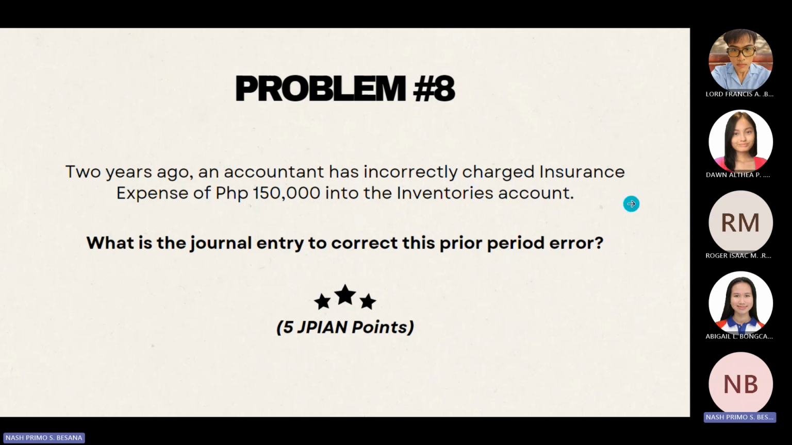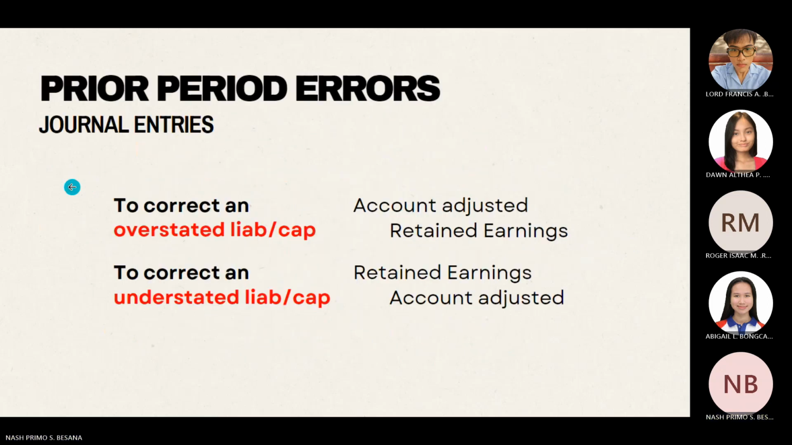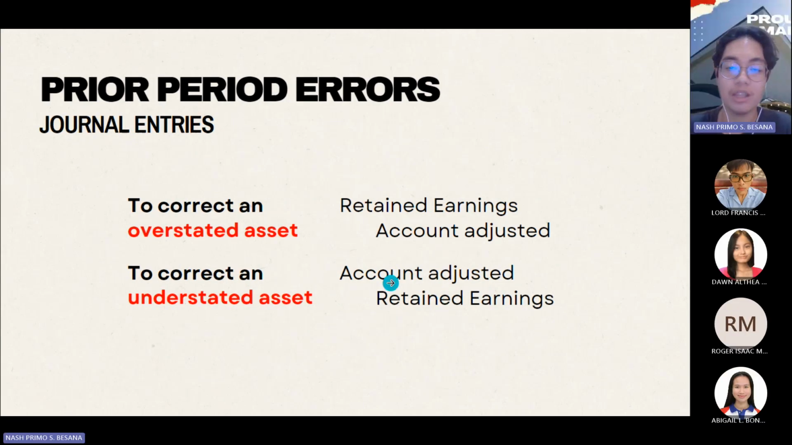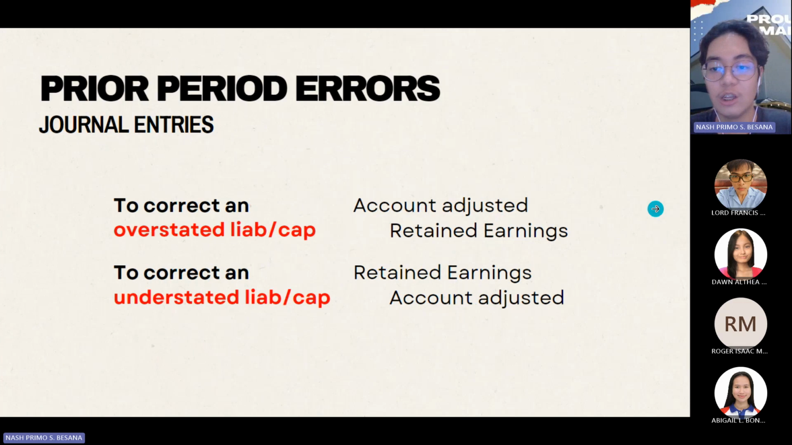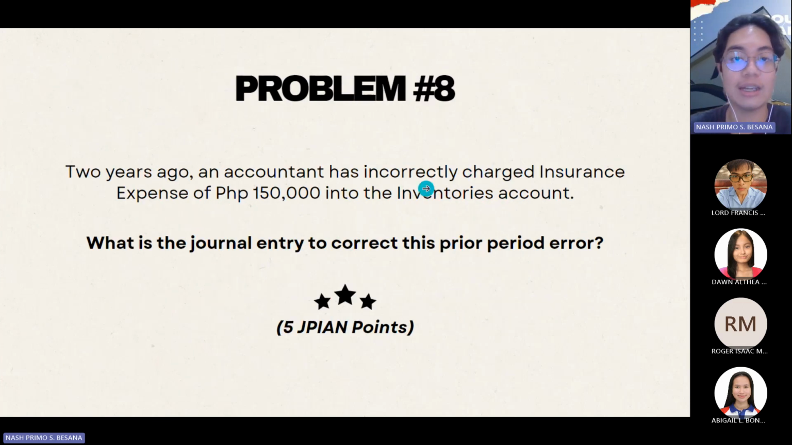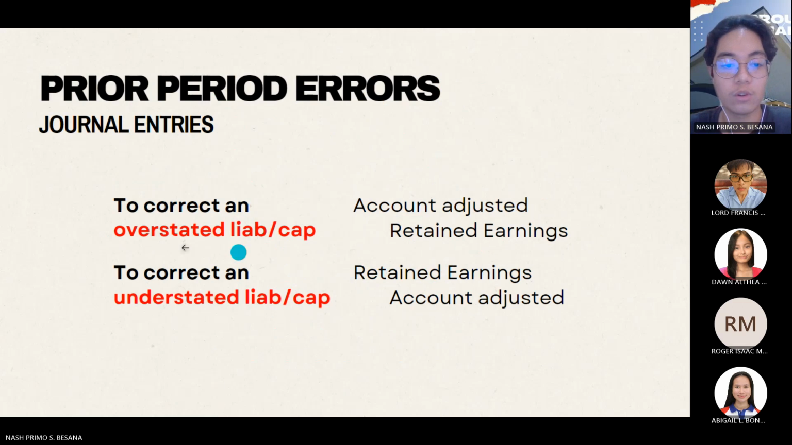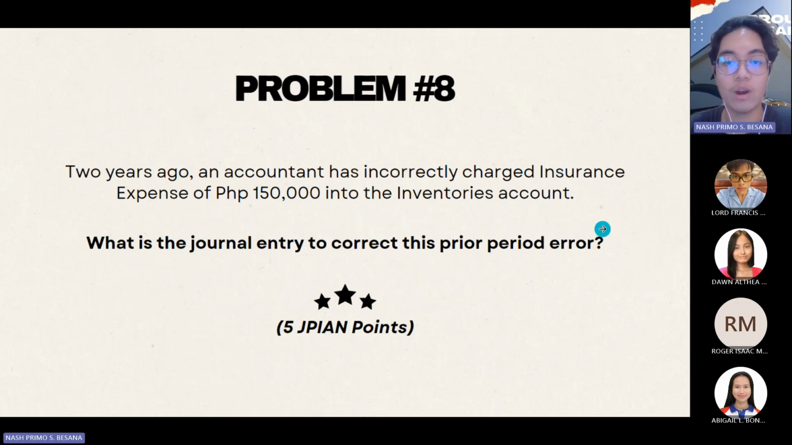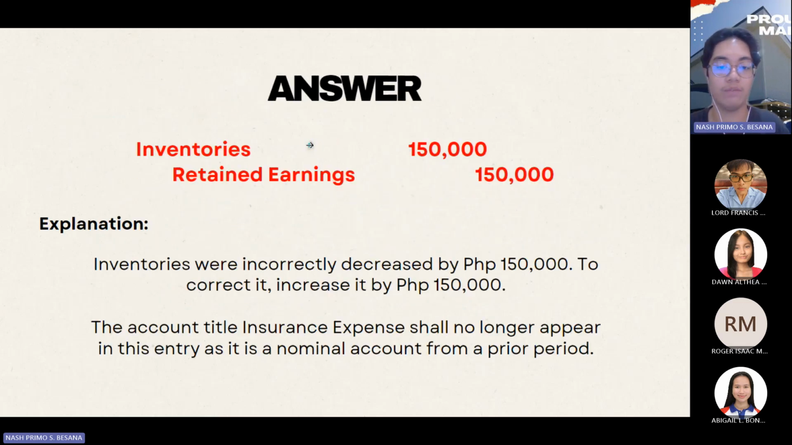When we say kasi charged, binawasan siya. So kapag binawasan, it is considered as understated. So kapag understated si asset, nabawasan si inventories kahit dapat naman talagang hindi siya bawasan, we would debit inventories 150,000 and then credit retained earnings 150,000. So ayun, I hope na gets. Again, na-charge kasi si inventories. Nabawasan siya ng di oras. So understated siya. So kailangan siyang ibalik. Kailangan siyang dagdagan ulit para mas tama na yung statement niya. So debit inventories 150, credit retained earnings 150.